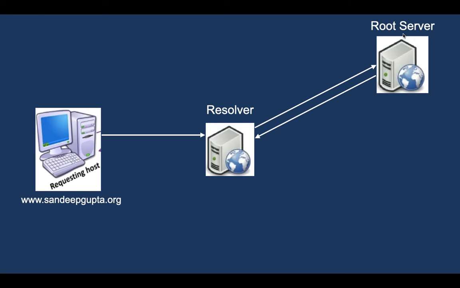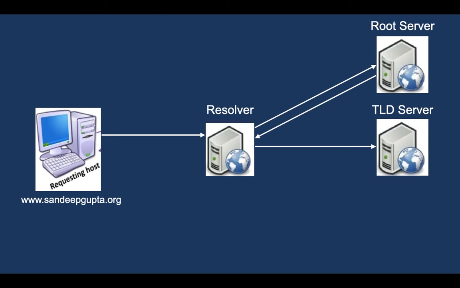So this root server will tell the resolver that, look, I don't know what is the IP address of this website, but I can give you the IP address of the server which may have the IP address of this website. So that IP address is provided by the root server to the resolver. Now the resolver will carry out the next step, and the next step is to ask the TLD server.